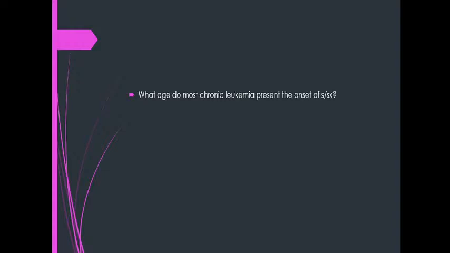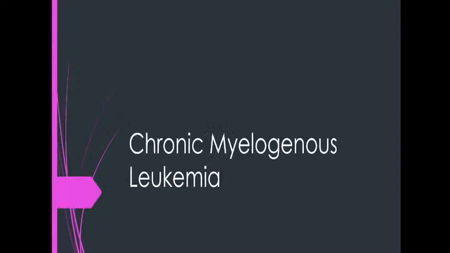Maybe she's reading a different book, because if you're using RODAC, you're going to see 60 years old and above. But if you're using a different book, you would see 50 to 60. But again, that is acceptable for me. Now, let's talk about chronic myelogenous leukemia next.